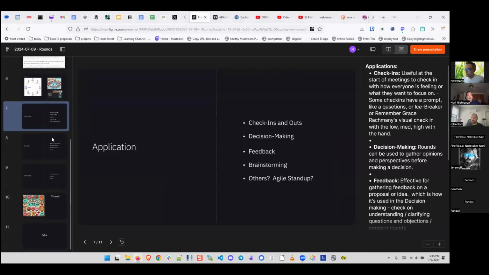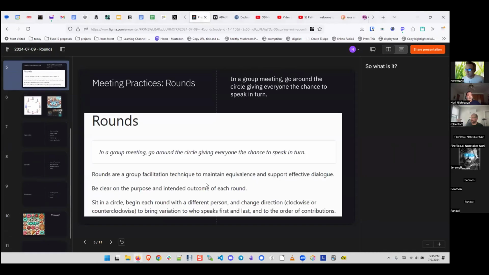Okay. So this is the rounds. I'm going to read all of this. In a group meeting, go around the circle, giving everyone the chance to speak in turn. Rounds are a group facilitation technique meant to maintain equivalence and support effective dialogue. So be clear on the purpose and intended outcome of each round. Now, this is sort of advice to people that are doing it. And sit in a circle and begin each round with a different person, changing the direction, clockwise, counterclockwise, which brings variation to who speaks first and last, and to the order of contributions.